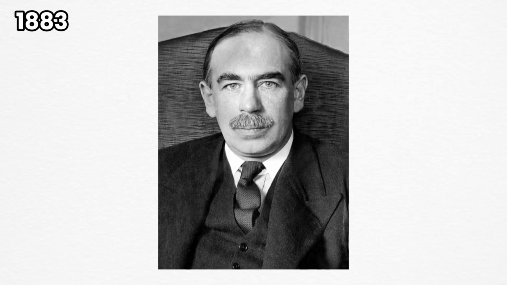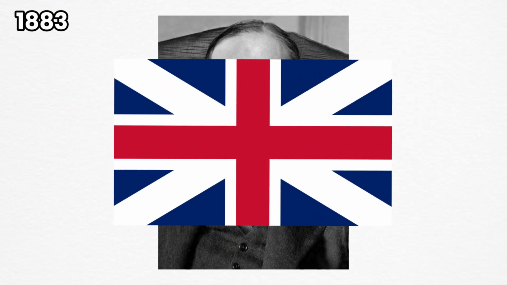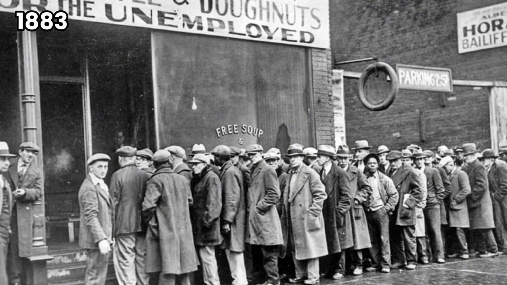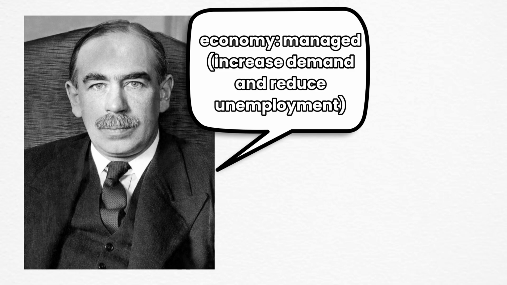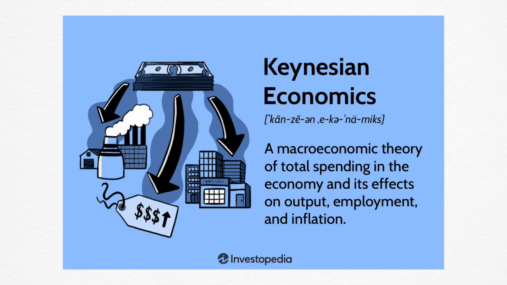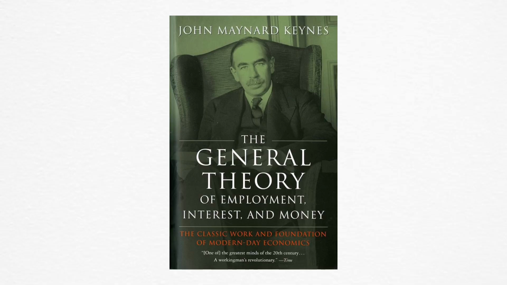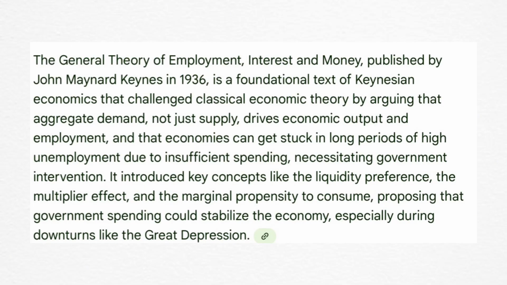John Maynard Keynes. John Maynard Keynes was a British economist born in 1883 who revolutionized economics during the Great Depression. He argued that government should actively manage the economy, especially by increasing spending during downturns to boost demand and reduce unemployment. His ideas formed the basis of Keynesian economics and influenced economic policy around the world. His book, The General Theory of Employment, Interest and Money, is one of the most important works in macroeconomics.